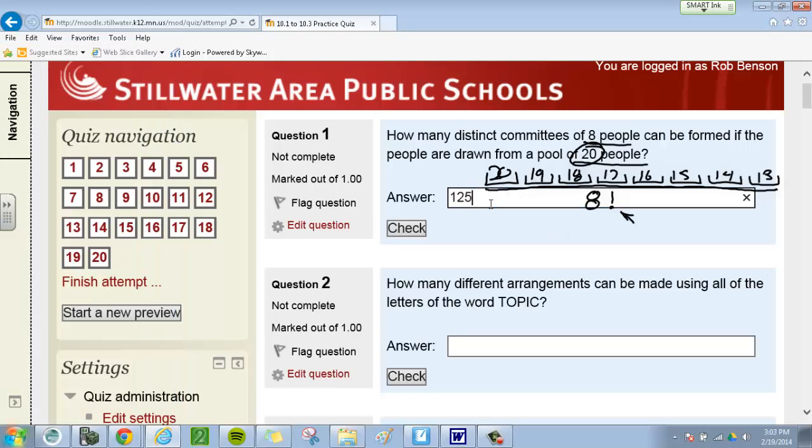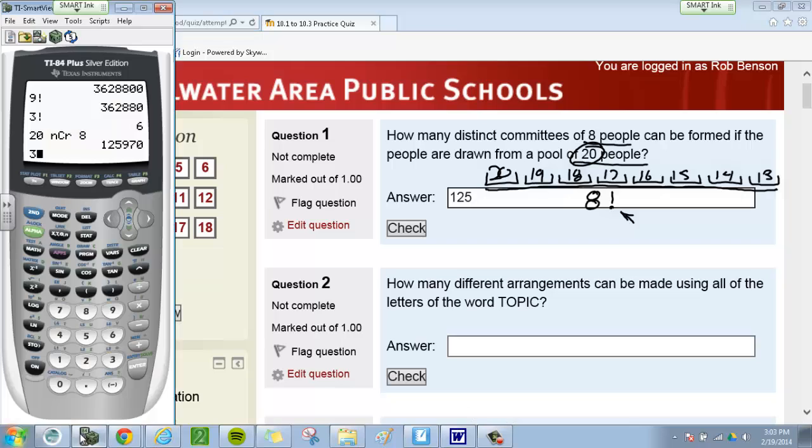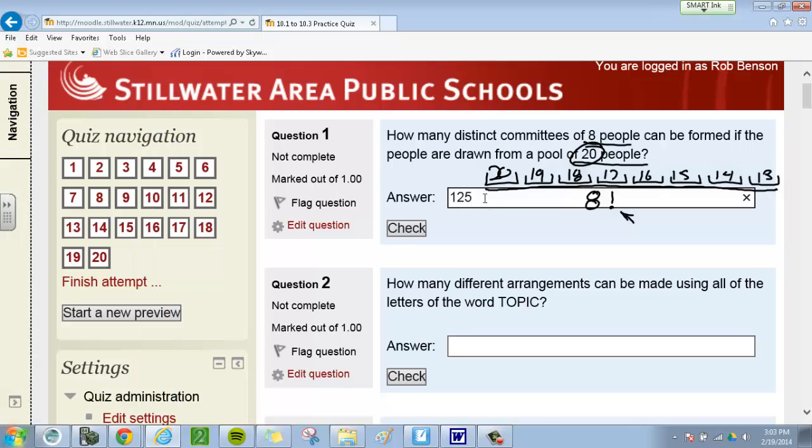So there are 125,000, what was it after that? 970 ways. 970 ways to choose 8 people from 20.